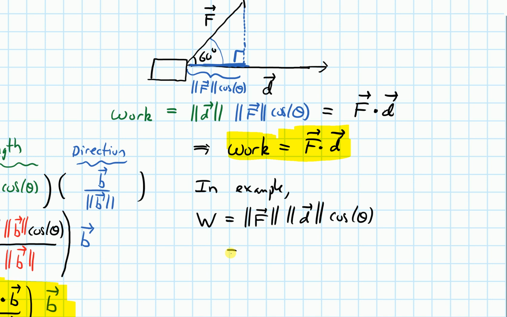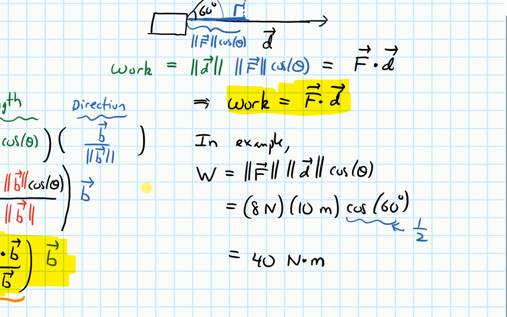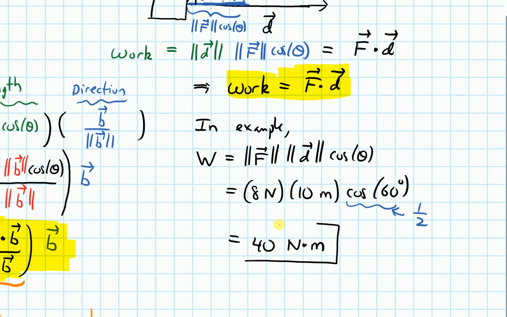The magnitude of the force was 8 newtons, and the magnitude of the displacement was 10 meters. And then we have that multiplied by cosine, and the angle was 60 degrees. Cosine of 60 degrees is a nice value; it simplifies to just 1/2. So we have 8 times 10, which is 80, times 1/2, which is 40. And the units are newton meters. And that is our work. The work is 40 newton meters.